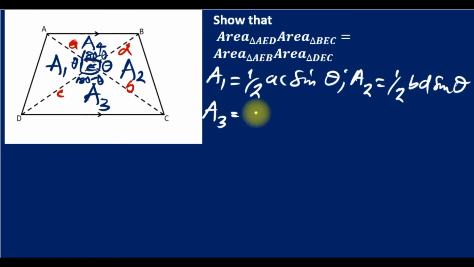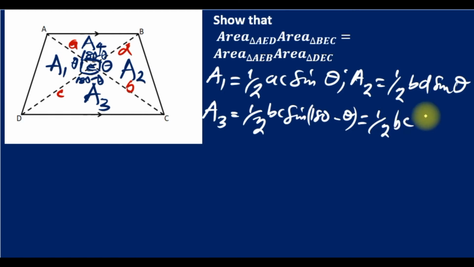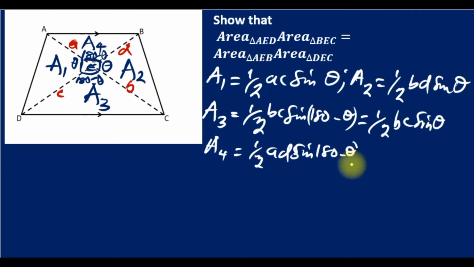A3 equals half BC sine 180 minus theta. And we know in trigonometry, sine 180 minus theta is sine theta, second quadrant. So we have half BC sine theta. And finally, A4 is half AD sine 180 minus theta, which is half AD sine theta.